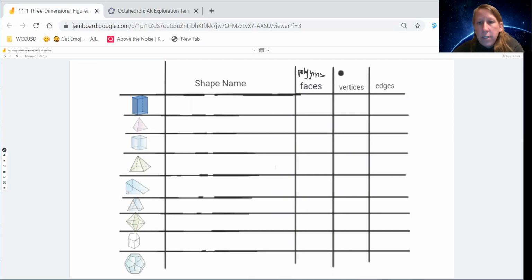If I count the vertices, those are the corners, those are the points. I'm going to count the points at all the corners. And the edges are going to be the line segments.